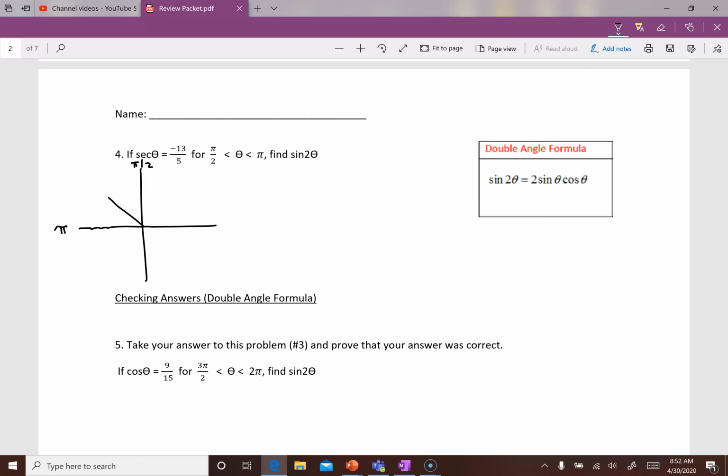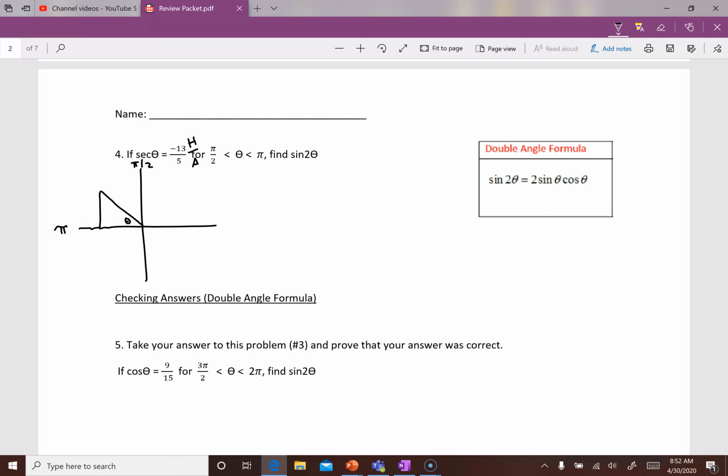So I know my triangle looks like this. My theta is here. All right, and so we've got secant. Well, secant is the reciprocal of cosine, and cosine is adjacent over hypotenuse. So this is going to be hypotenuse over adjacent. So let's not deal with the negative yet. There's a little bit of a trick there. I tried to trick you, sorry.